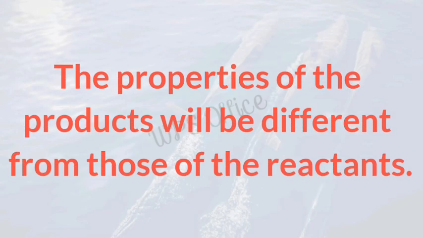Next, the properties of the product will be different from those of the reactant. For instance, when vinegar and baking soda is mixed together, it gives carbon dioxide and water. So the product will be different from the reactant.